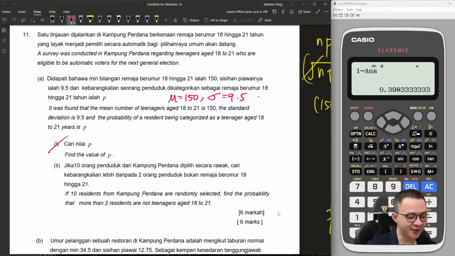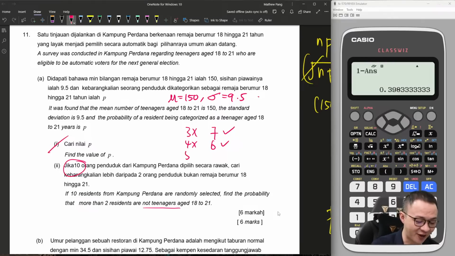Okay, if residents from the Kampong Perdana are randomly selected, find the probability that more than 2 residents are not a teenager. Okay, more than 2 are not a teenager means you need to think how many of them are teenagers. So if like 3 is not a teenager out of 10 people, that means 7 is a teenager. If 4 is not a teenager, that means 6 will be teenager. And so on. If 5 is not a teenager, that means 5 will be teenager. So you can keep on going up to 10. If 10 is not a teenager, then we have 0 who is a teenager.